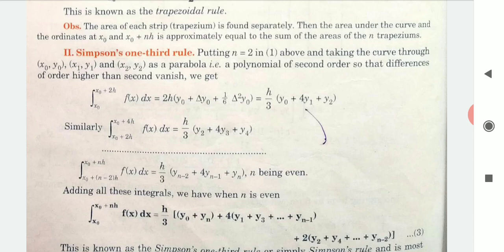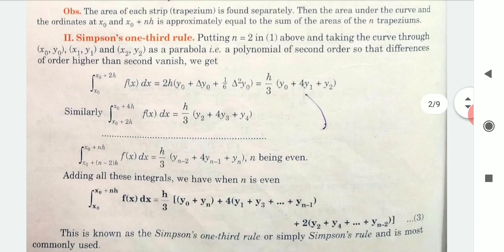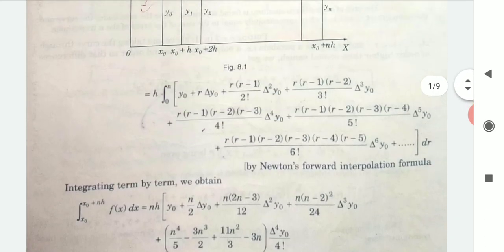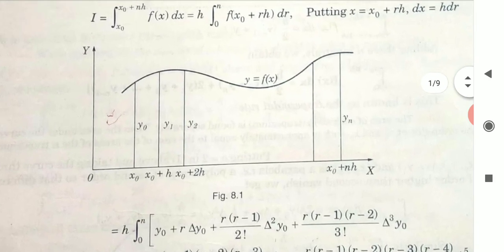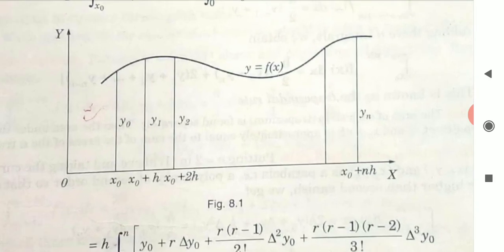Okay, so putting n is equals to 2 and we are taking the curve through x0, y0, x1, y1 and x2, y2. Here three tuples are involved. Okay, three points are involved here. And we are taking the parabola through those 3 points. Okay, let us see. So they are talking about, let us go back to the figure, x0, x1 and x2. These 3 points, they are saying that let us take n is equals to 2.